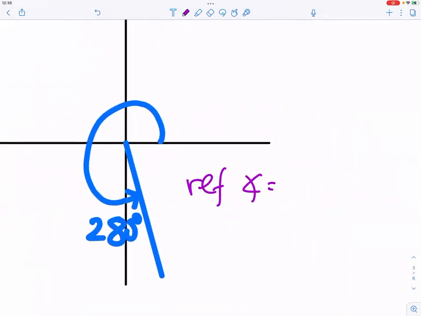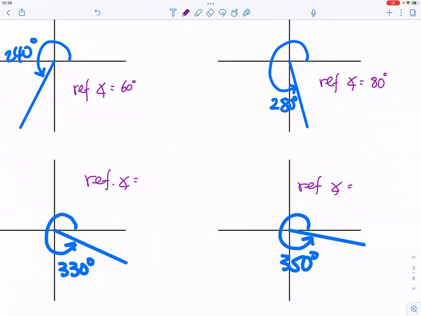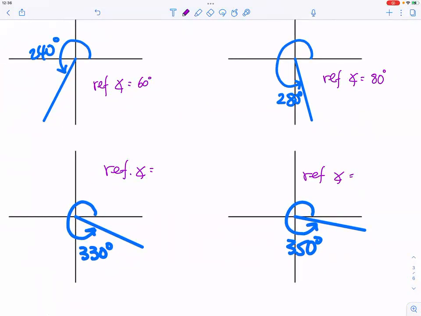What's the reference angle? Now let's see if we can figure out how we actually measure the reference angle. So the last two angles that you would draw, 330 degrees and 350 degrees. What is the reference angle for the 330 degrees? It will be 30 degrees. And the reference angle for the 350-degree angle is 10 degrees.